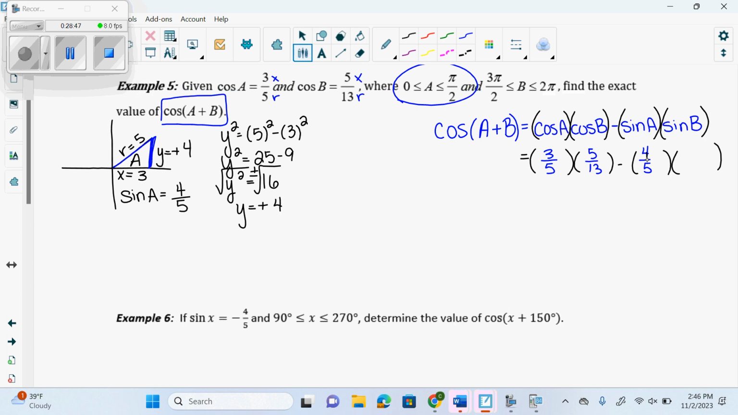Do you see that? Then I still have to do the B triangle, right? Because cos B is 5 over 13, so it has different ones. And this one says B is between 3 pi over 2 and 2 pi, so quadrant 4.